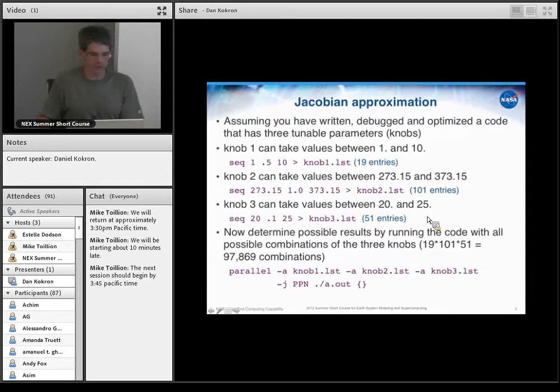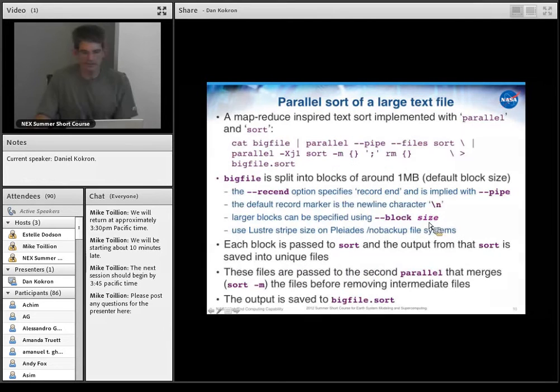Each block is passed to a sort. Output from that sort is saved to a unique file. This pipe over here passes that list of files to another parallel, which does a merge of the individual files, and the sort -m does a sort and a merge. And then the rm here removes intermediate files, and the output is saved into bigfile.sort.